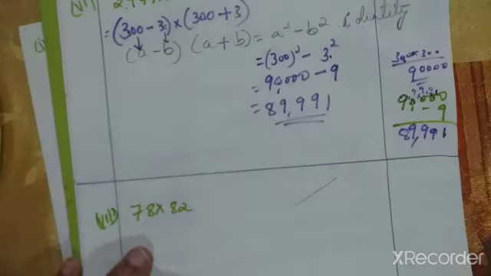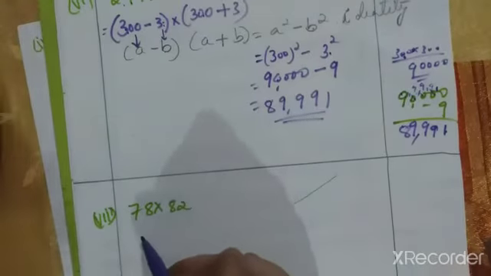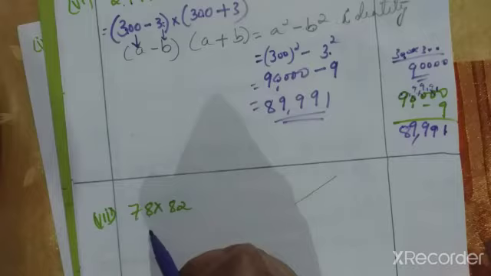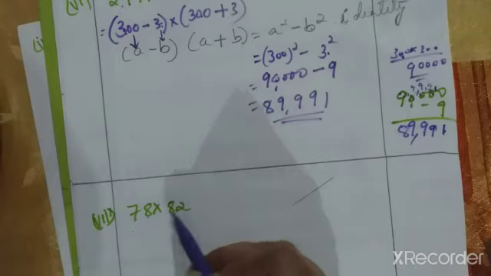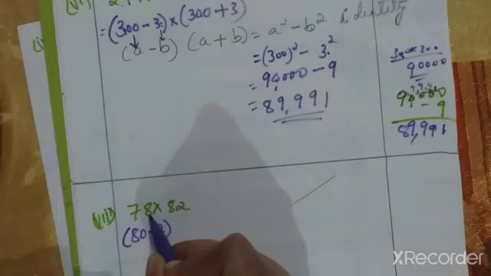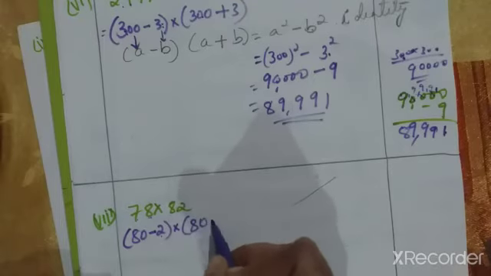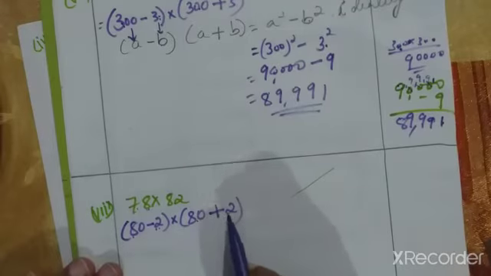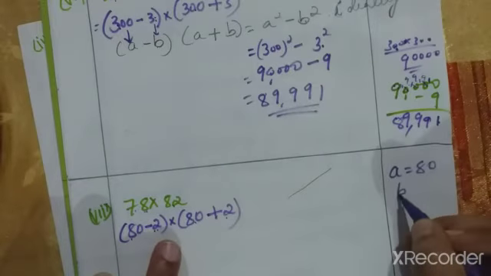Now the next question is the 7th one. 78 into 82. So which number can we use? 78 means 80 minus 2, and here 80 plus 2. So 80 is the A value and B value is 2. So here we can use 80 minus 2 is 78, into 82 means 80 plus 2. 80 minus 2 means 78 and 80 plus 2 means 82. So it means A value is 80, B value is 2.